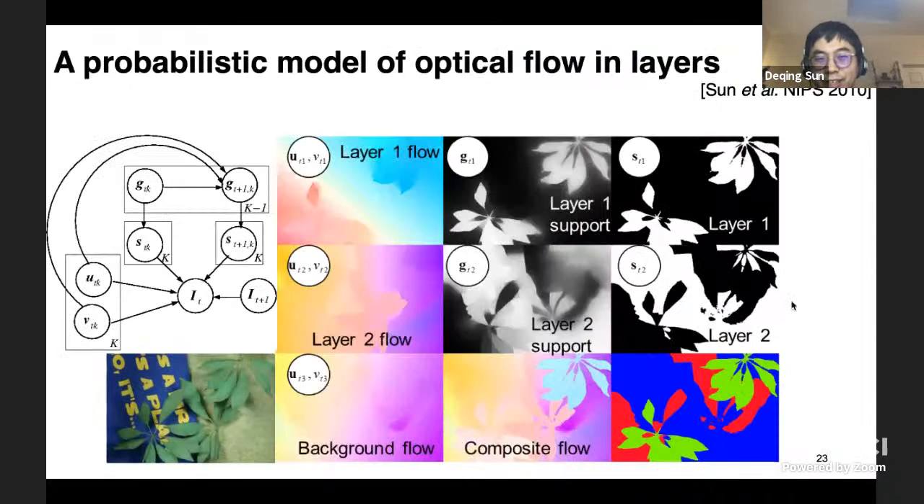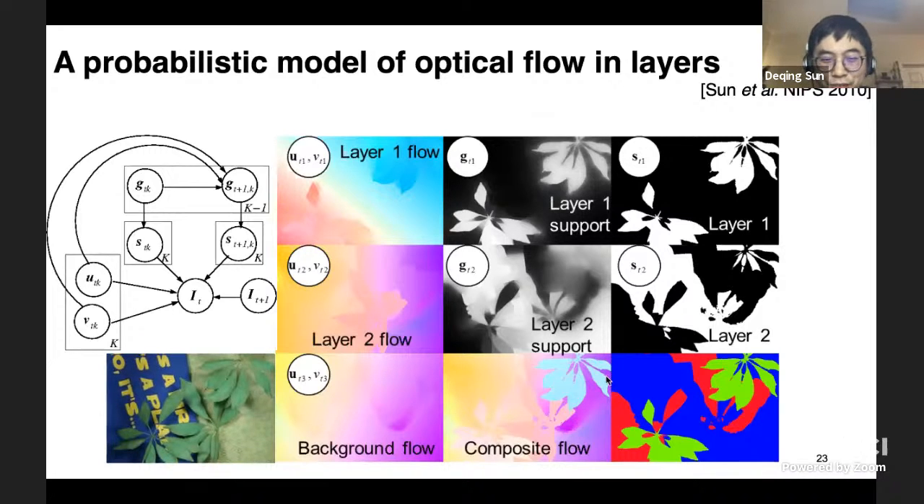Actually, with Eric, when we were all at Brown, we did this layered approach that can decompose an input image sequence into different motion layers, and then we can model the occlusion. Say for the foreground here, for this particular layer, the white means the pixels belong to this layer. The foreground will occlude the background, and then you can see the motion of the foreground and background can be nicely segmented.